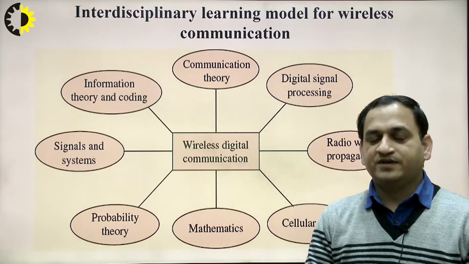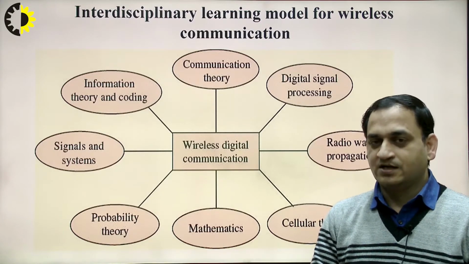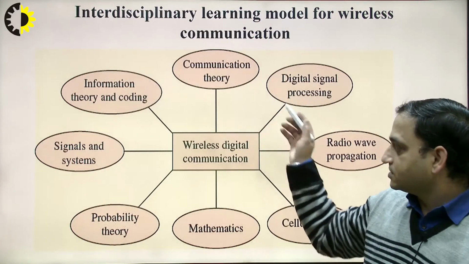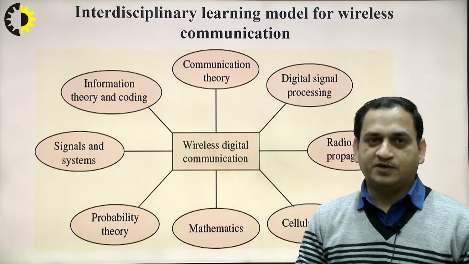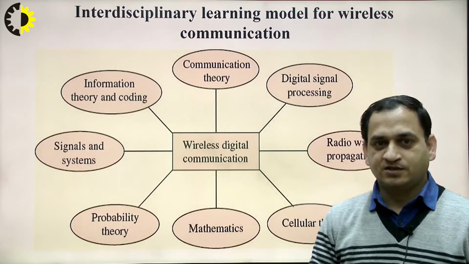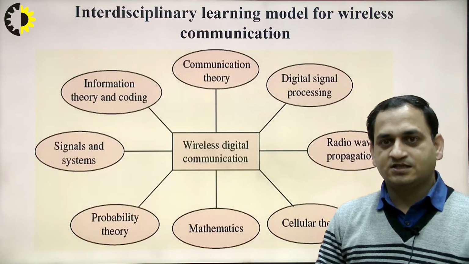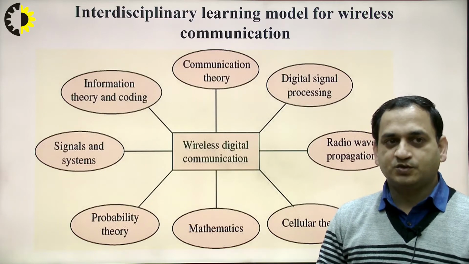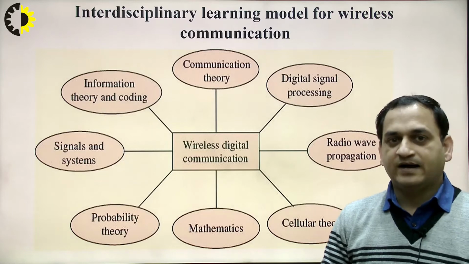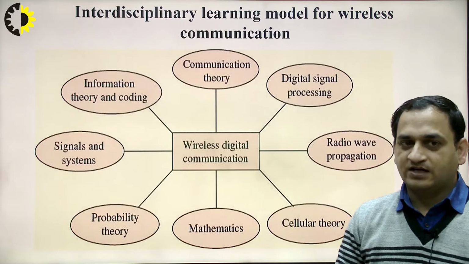There are different prerequisites to know about wireless digital communication and its block diagram. For that it is divided into some blocks: communication theory, digital signal processing, radio wave propagation, cellular theory, mathematics, probability theory, signals and systems, information theory and coding. These are all the prerequisites to know about the wireless digital communication system or the general model of wireless communication.